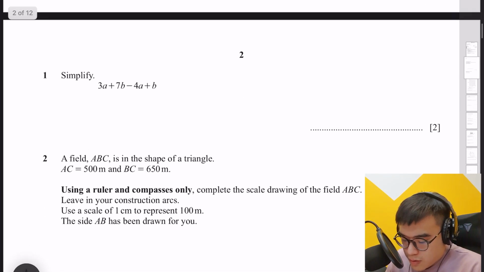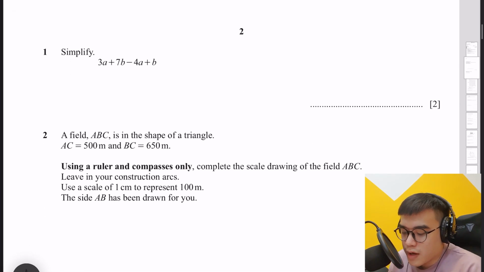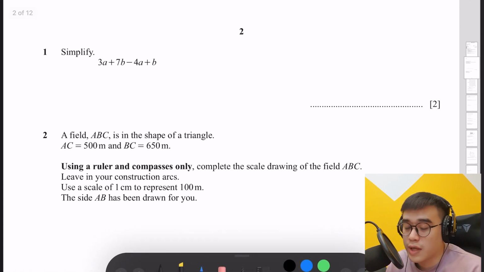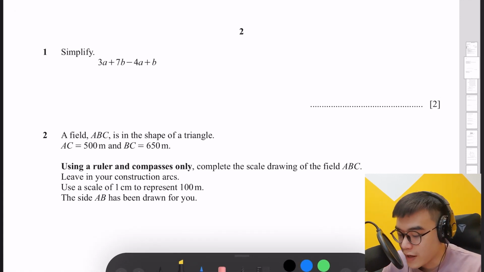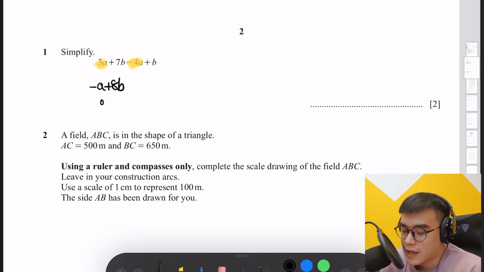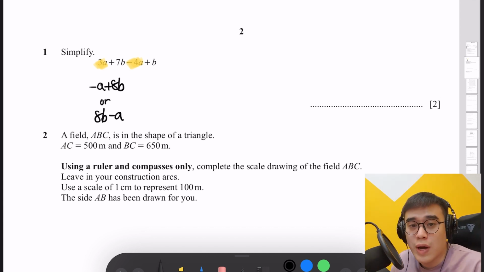For the first question, I first put a yellow shade on the A variables over there. You will see 3A minus 4A, you get a balance of -8. And then for 7B plus B, you will get 8B. If you were to rearrange this and write 8B minus 8, it is also accepted.